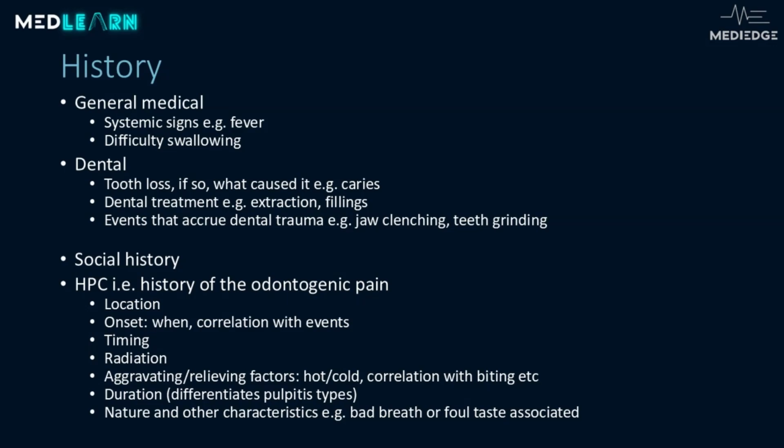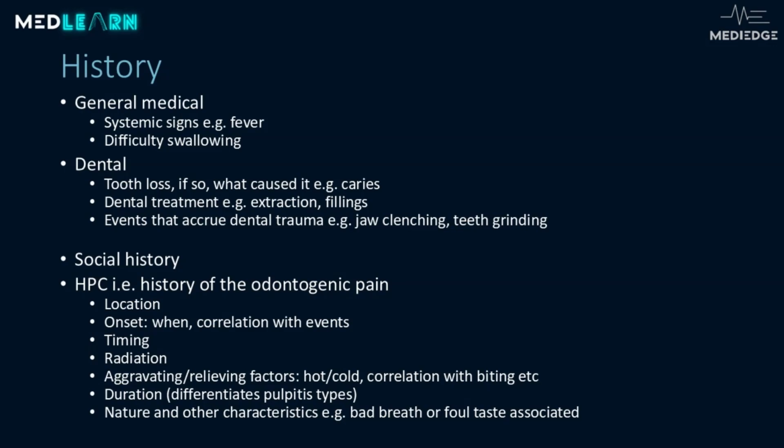Then we ask about radiating factors. Does it radiate to the ear, the upper or lower jaw, the temple area? And then we ask about aggravating factors, such as what makes it worse? Is it hot, cold, biting, biting on a specific angle or on release? Is it lying down or bending forward that causes the pain to get worse? Is the pain spontaneous? Is the pain nocturnal? It's also important to ask about duration. How long does the pain last? Is it lasting for seconds, minutes, hours? It indicates the type of pulpitis, reversible versus irreversible pulpitis.